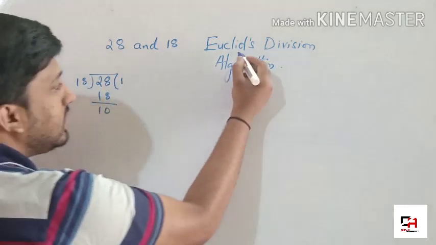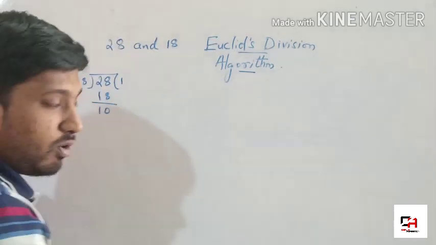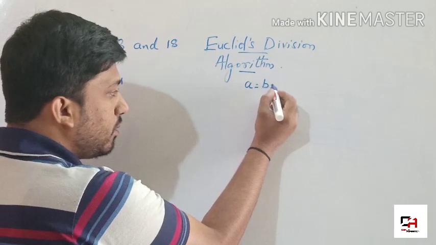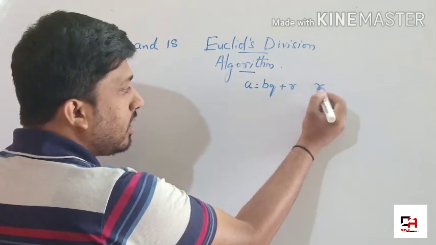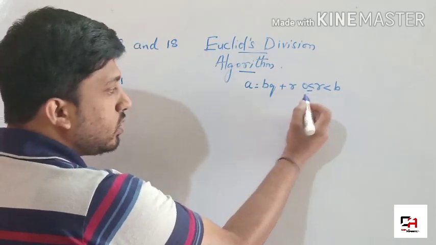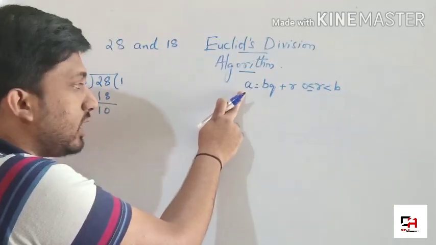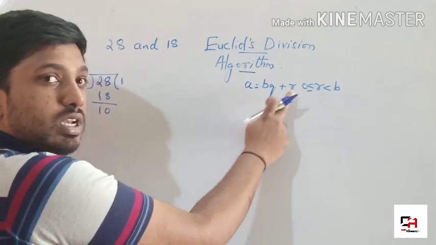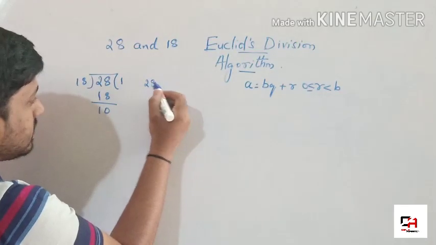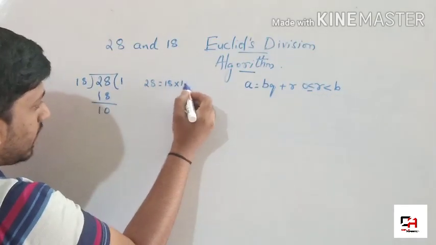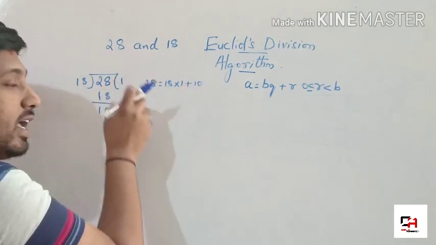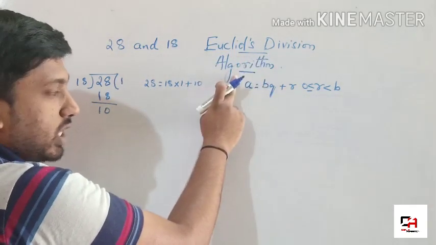Now Euclid's division algorithm tells that, we already know that Euclid's division lemma states that A is equal to BQ plus R, where R is between 0 and B, isn't it? In this condition, A is the dividend, B is the divisor, Q is the quotient and R is the remainder. Similarly, we are going to write for this step, that is 28 is equal to 18 into 1 plus 10. Here again we got a remainder. So finding the HCF is very simple using Euclid's division algorithm.